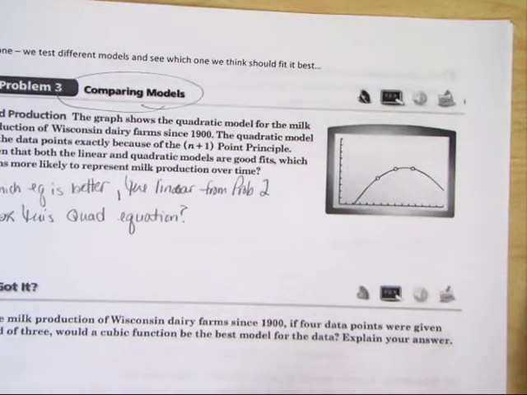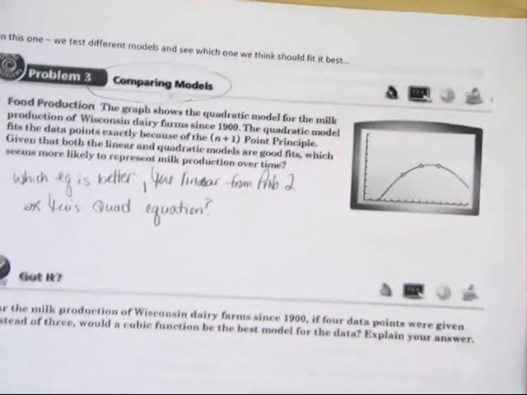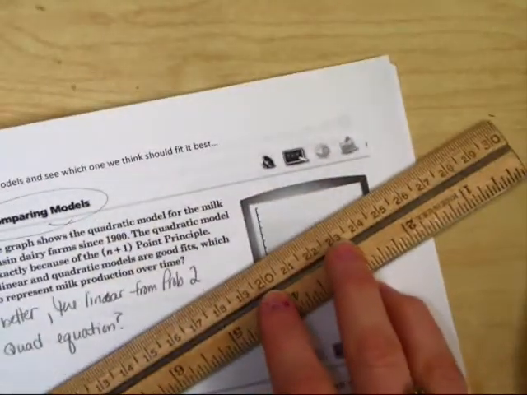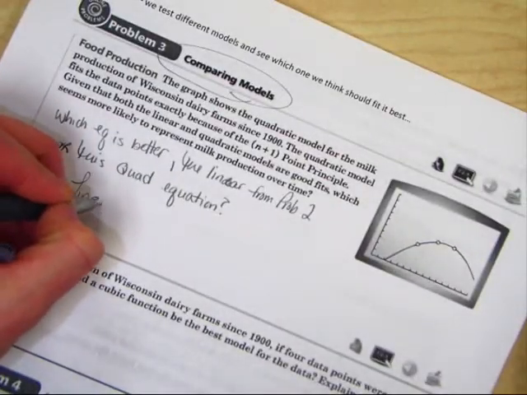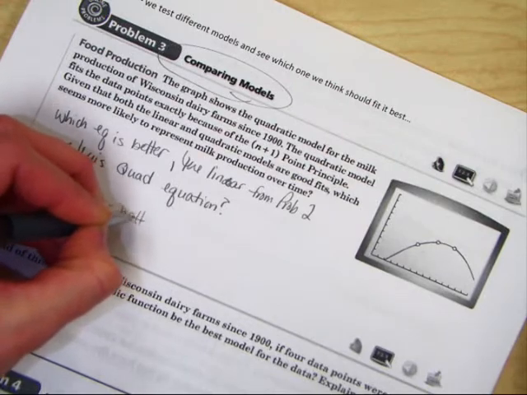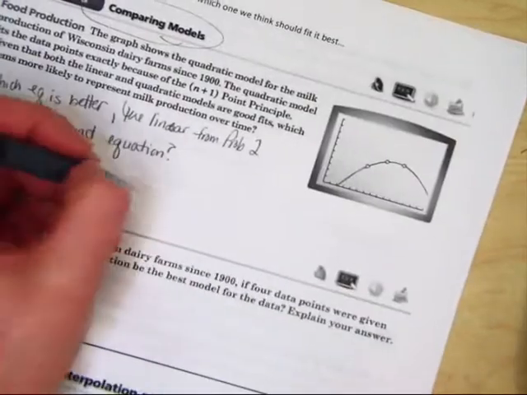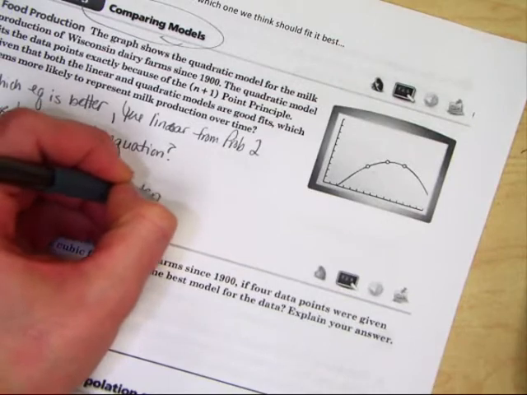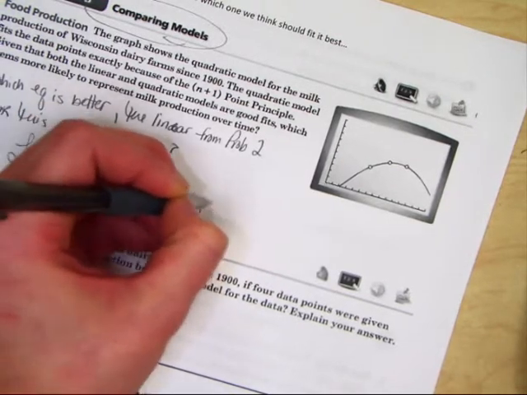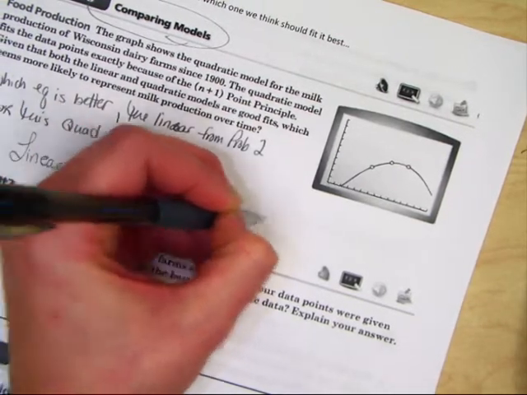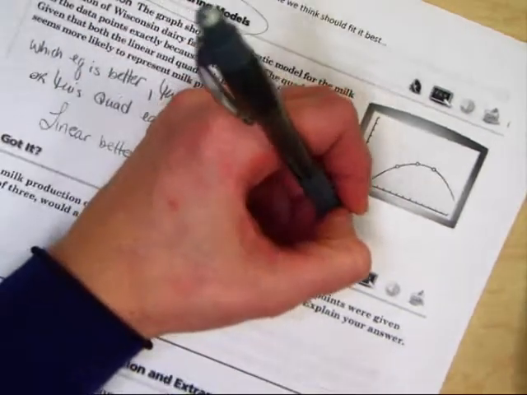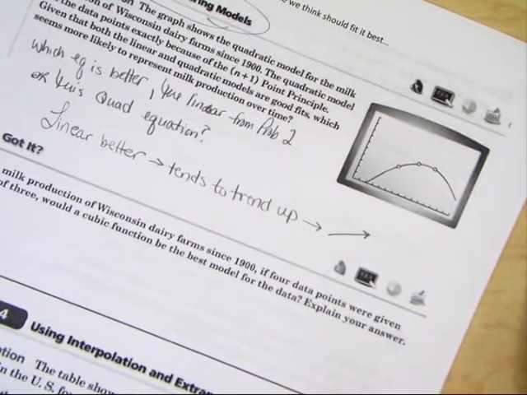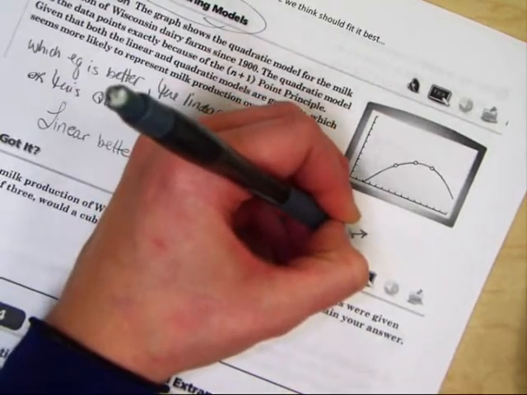The reason that probably the linear would be better, and if you're wondering what the linear looked like, it was probably something like this. It's just a straight line. The linear is a better fit. Now you might wonder, why is the linear a better fit? Because it tends to go up. It would be a straight line, something like that, following the different points around it.